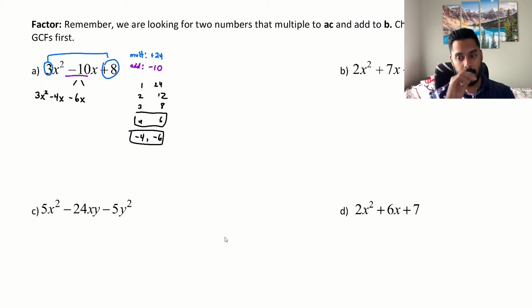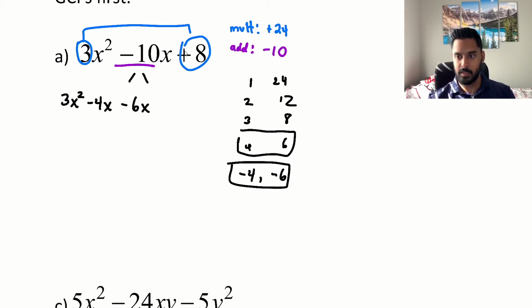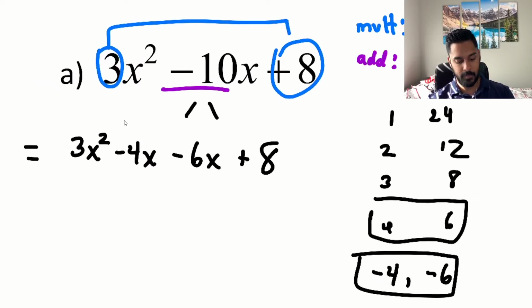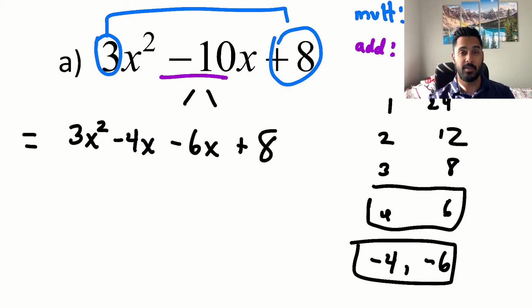So if we take a look here, the only thing I have to account for is my constant of plus 8. So the constant of plus 8, your x squared stayed the same, your x's get split into 2 groups. But now it's the exact same as the method we learned last time. So we'll take 2 things, put them in a set of brackets. So 3x squared minus 4x.